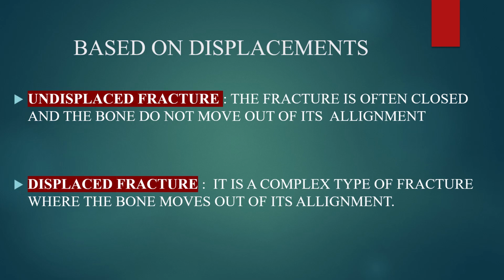First we will learn what is undisplaced fracture. In this type of fracture there will be a break in the bone, but the broken bone will not leave the alignment. That is, it will remain within its alignment. These type of fractures are usually treated with a splint, brace or a cast. Next will be displaced fracture. In this type of fracture, there will be a break in the bone, but the broken fragment will move out of its alignment.